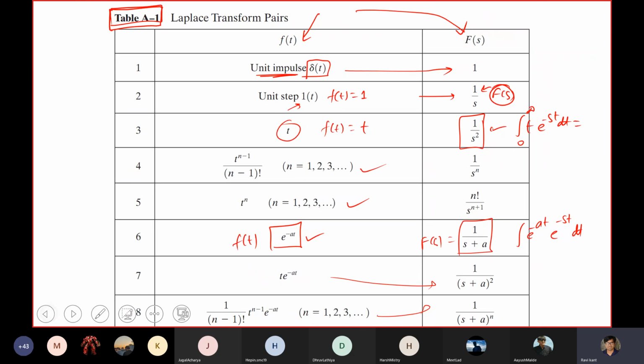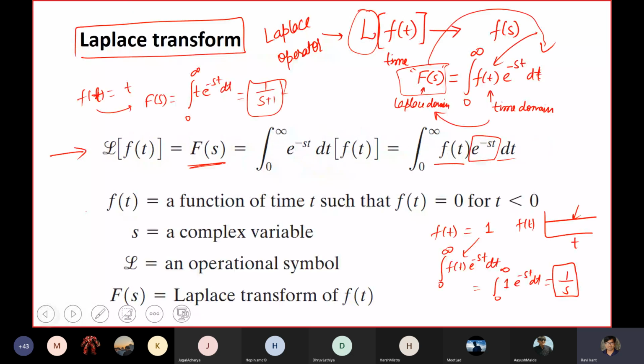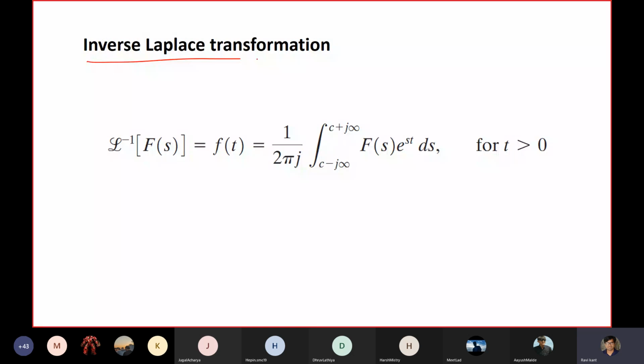Similarly, so far we have talked about Laplace transformation. This particular mathematician came up with this, that you can switch back to time domain from Laplace domain by doing inverse Laplace transformation, and you don't have to worry about this big integration sign over here.